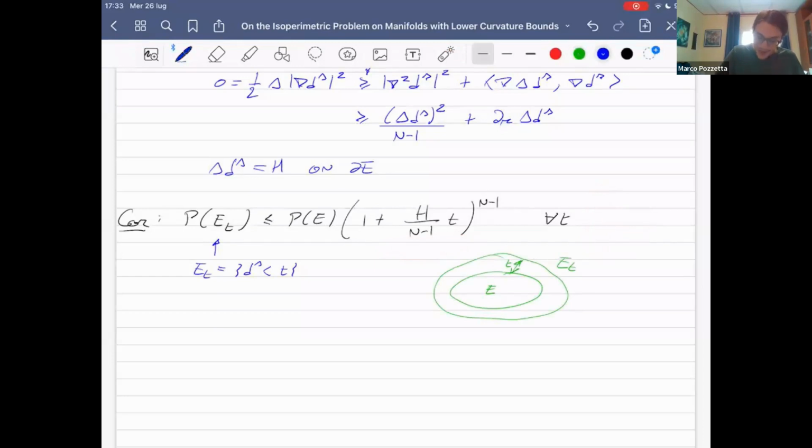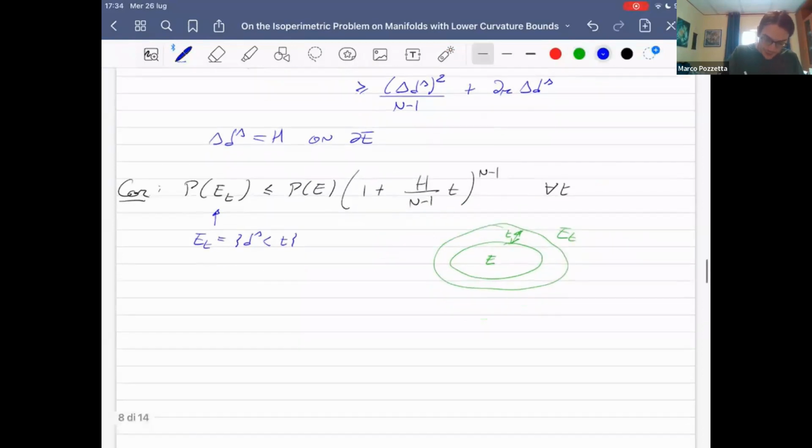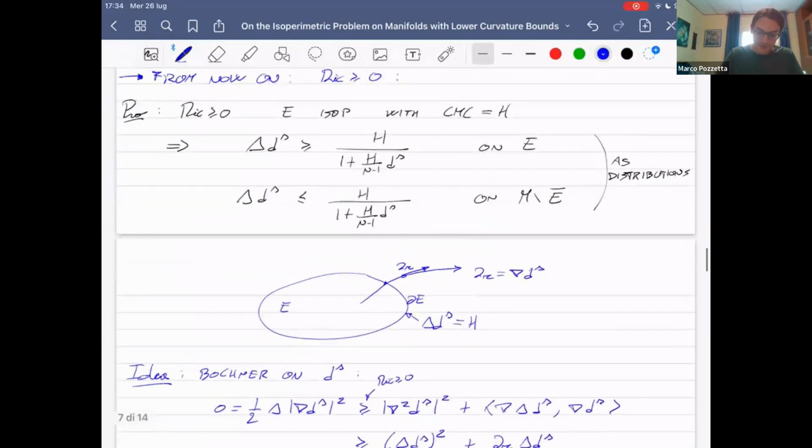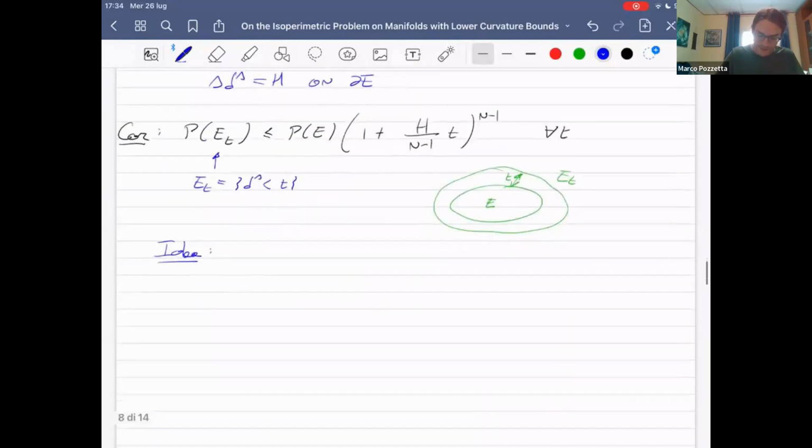And again, what is the proof of this inequality? I can tell you again the idea. But the idea is very simple, because given the above differential inequalities on the Laplacian, you just need to integrate the inequalities on a suitable tubular neighborhood precisely.